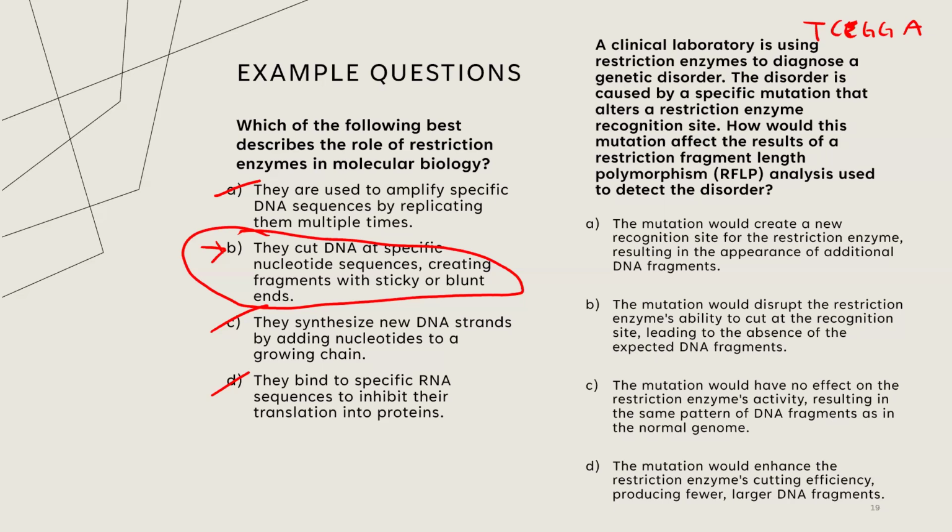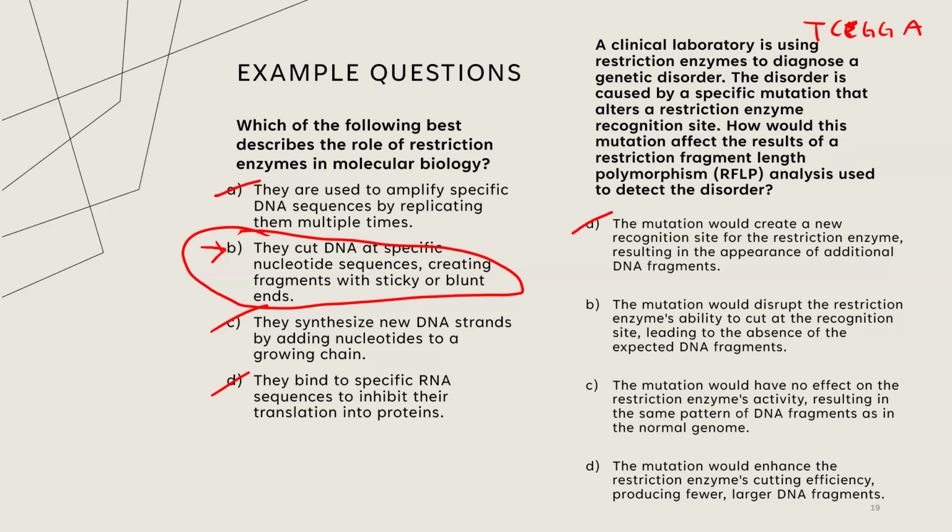So would it be A? The mutation would create a new recognition site for the restriction enzyme, resulting in the appearance of an additional DNA fragment. It isn't creating a new site. And I would expect that if we're removing a site, we're going to have a longer fragment, right? And potentially decreasing the number of fragments because of that.